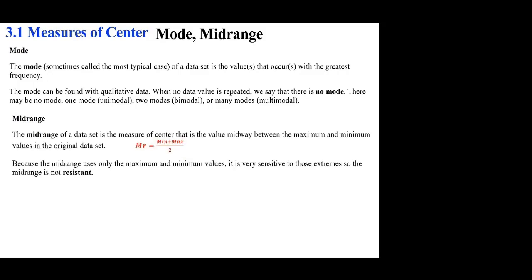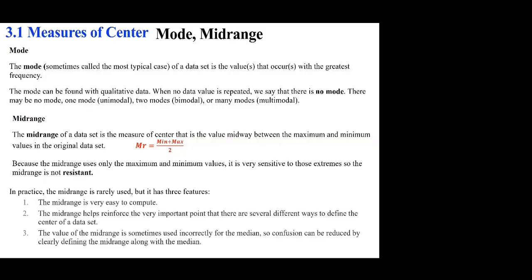Mid-range. The mid-range of a data set is the measure of center that is the value midway between the maximum and minimum values in the original data set. Because the mid-range uses only the maximum and minimum values, it is very sensitive to those extremes. So the mid-range is not resistant. It's very straightforward. You just add up the minimum and maximum divided by 2, and it can't get any worse than that when it comes to using the outliers. That's why in practice, the mid-range is rarely used.